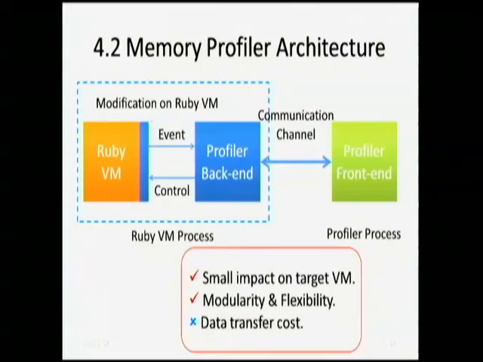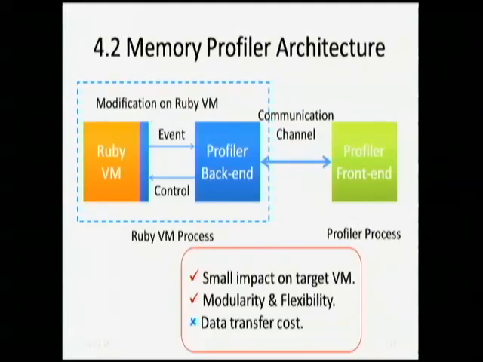And second is the blue box in the middle. We call it backend. It is responsible for collecting data from the Ruby virtual machine. And the communication channel defines how to transport the data from backend to the front end. And the green box shows the front end, which is an application to create and analyze reports for the user.